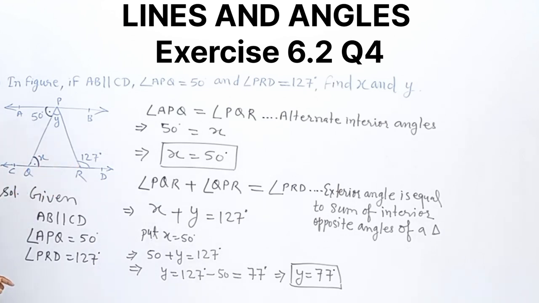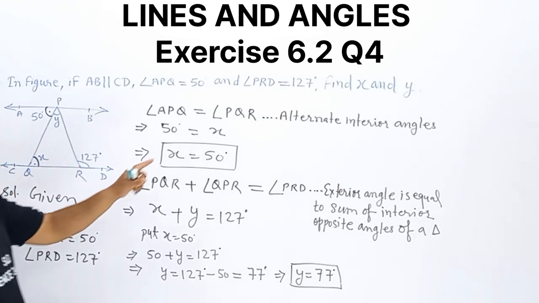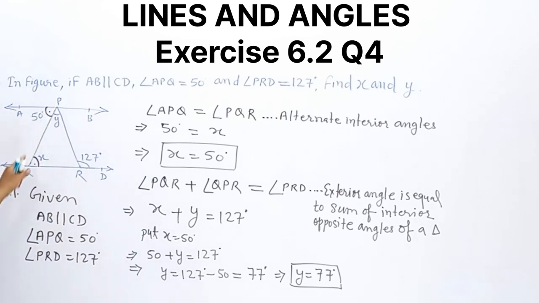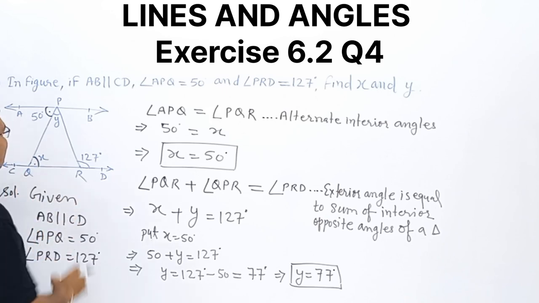Again observe what we want. We want the values of x and y. This is the triangle and we want the values of x and y. In the question, this line is parallel to this line and this will be the transversal. It means we have this angle, so this will be equal to this one. Why? Because both are alternate interior angles. We obtained x by observing. Now we require this one.